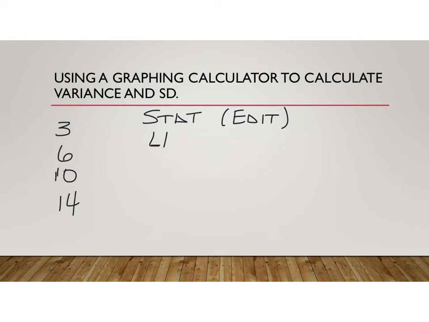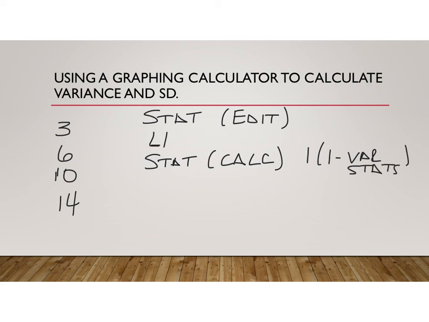And then I'm going to go back to Stat and go to Calculate. I'm going to calculate one variable stats, which is number 1. So I hit enter on that, hit enter again, and it gives me a list there. It gives me X bar, which is the mean of these. That's 8.25. It gives me sigma X, which is 33. That's the sum of those 4 numbers if you add them up.